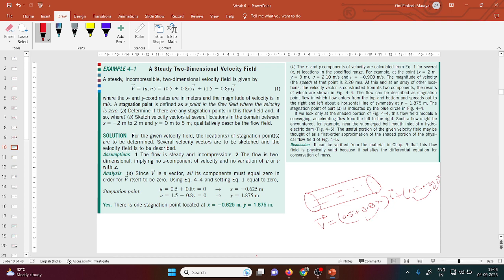And what is asked here: find the stagnation point. Where will the stagnation point be if the flow follows this type of equation? For a stagnation point, as you know, the velocity is 0. So 0.5 plus 0.8x equals 0, and 1.5 minus 0.8y equals 0. From x you can calculate minus 0.625, and from y you can calculate this. So at that location, the velocity of the fluid will be 0. So this is the question.